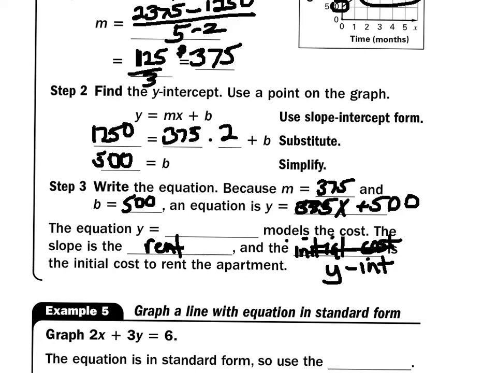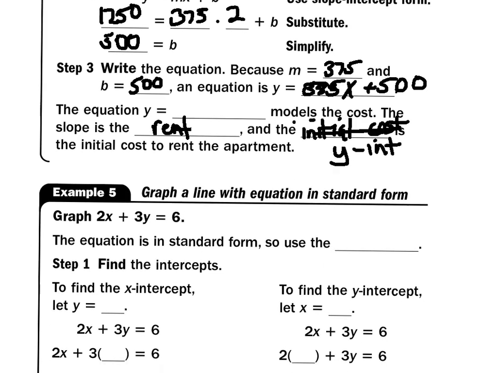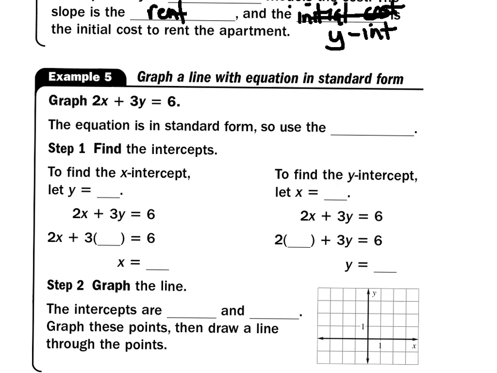Now, example 5. Graph a line in standard form. Now, I even have a few college kids that don't like these, but they are really easy. So, instead of subtracting the 2x and then dividing everything by 3 to get the y by itself and put it in slope-intercept form, let's just graph it from here.